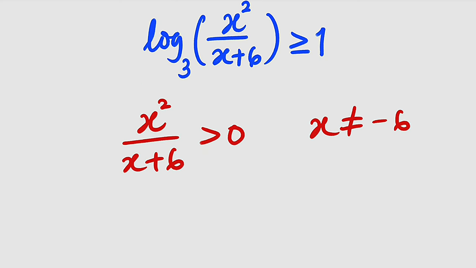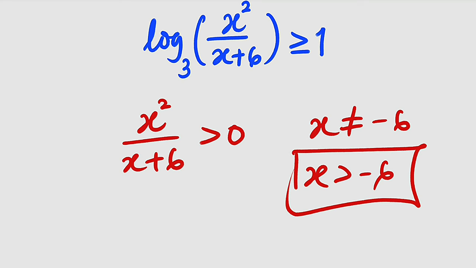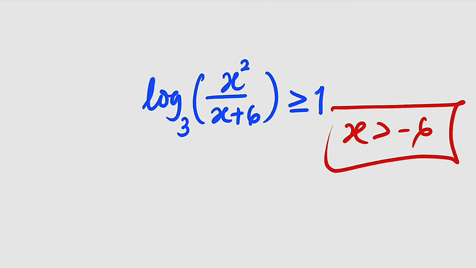And you should know that any real number you plug in here, whether it is negative or positive, the square will transform it to a positive number. But if the bottom is negative, positive divided by negative will still be negative. But we want it to be positive always. So how can we make the bottom always positive? It is when x is greater than -6. So this is going to be our domain. All right, so let's continue.